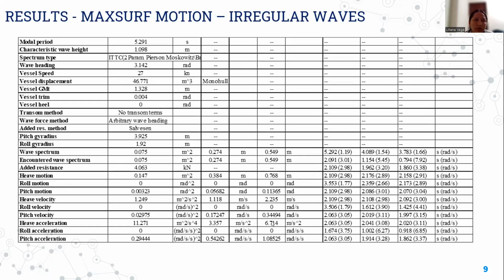Result: the maximum motion in the irregular waves. We have that for the 27 knots. The next.